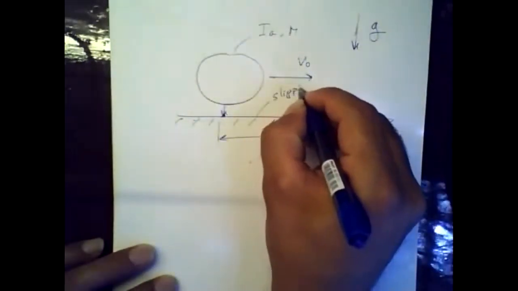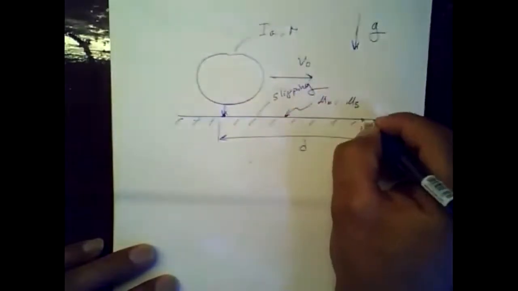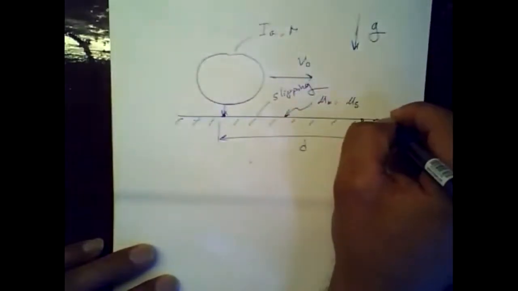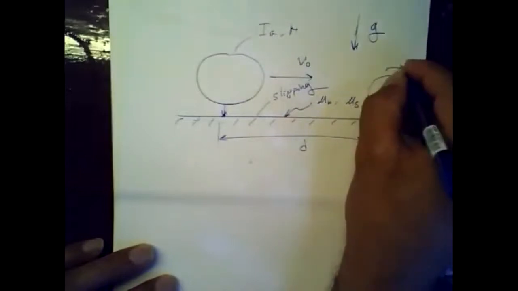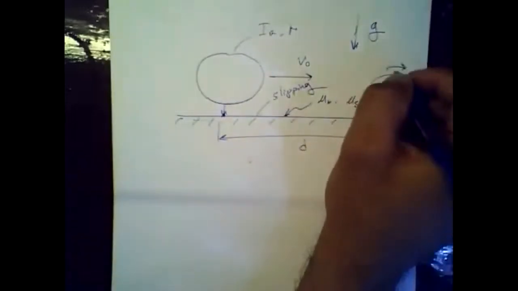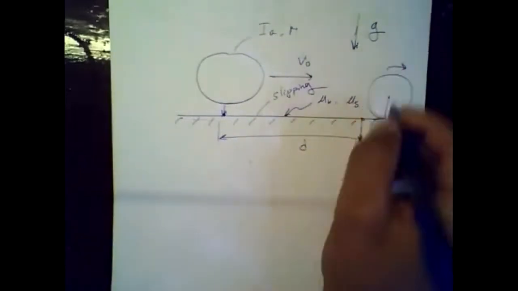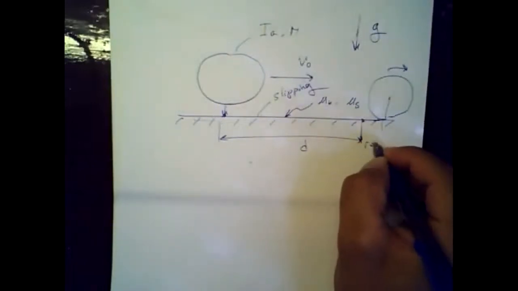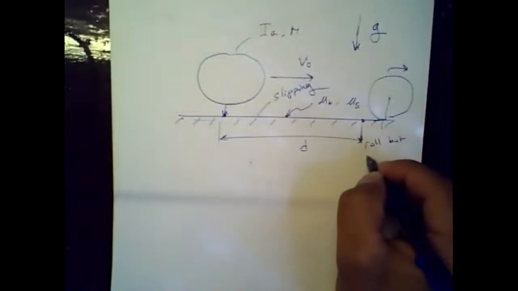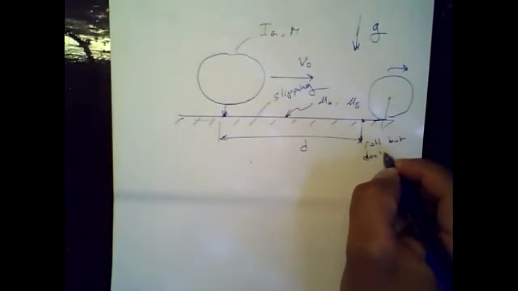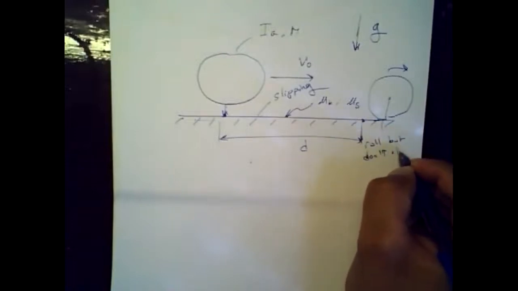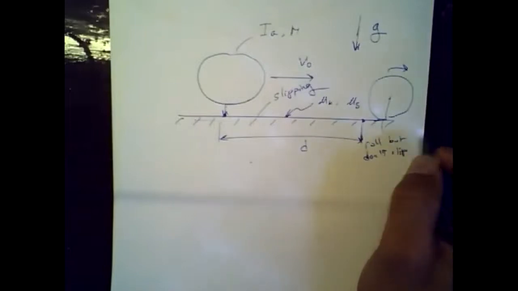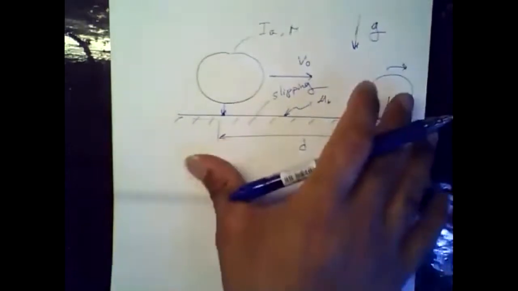You guys agree? And then here, at some point D, the ball is going to be just rolling, right? Rolling but no slip. So after some time T, the ball will roll but not slip. Roll without slip. Okay, so how would you solve for that distance d?